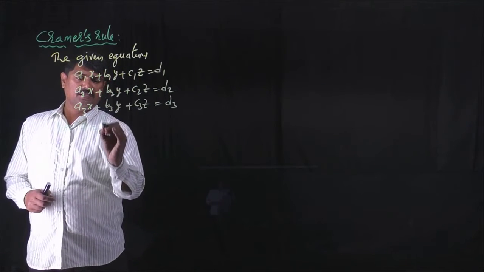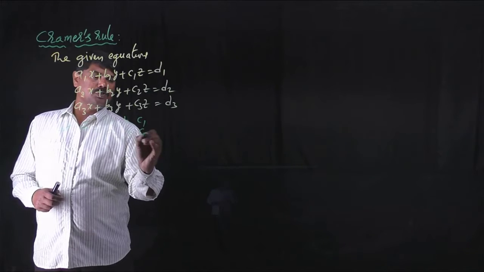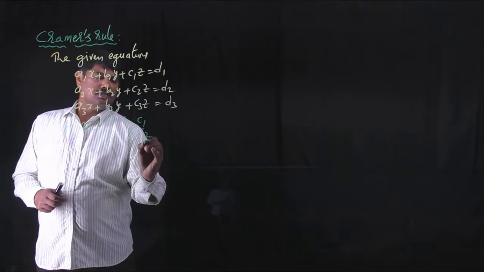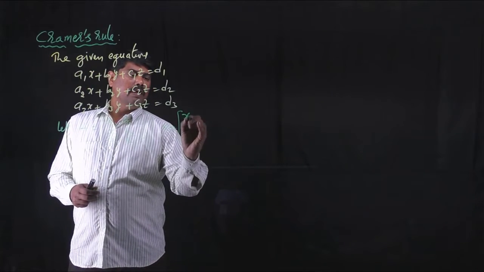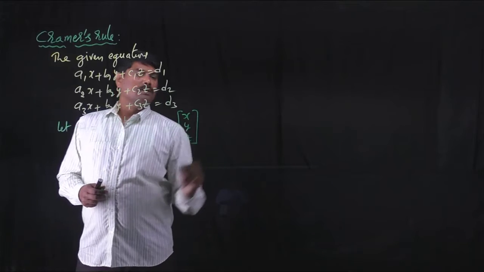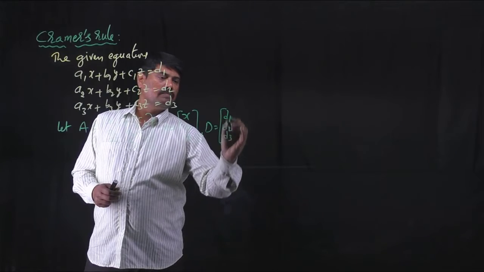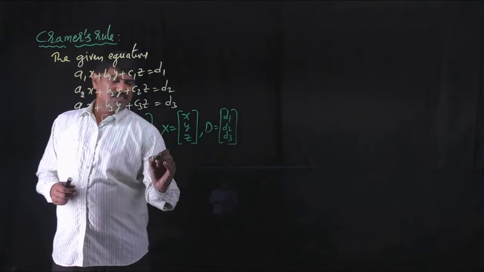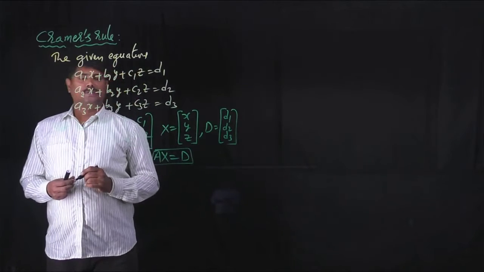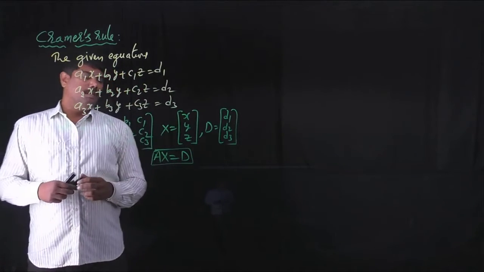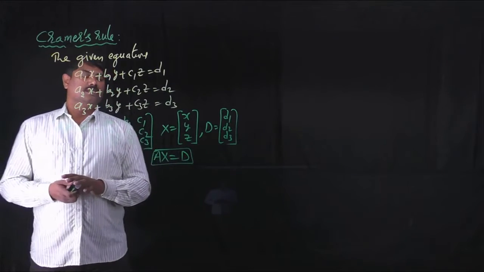Coefficient matrix A is written as a1, b1, c1, a2, b2, c2, a3, b3, c3. And variable matrix X is x, y, z. And the constant matrix D is d1, d2, d3. And we obtain these matrices based on the equation AX is equal to D, which is the matrix equation. By multiplying AX is equal to D, you are able to get the equations we consider.